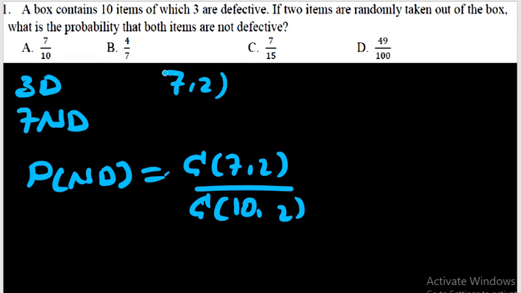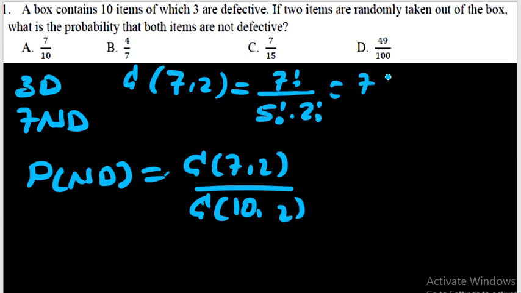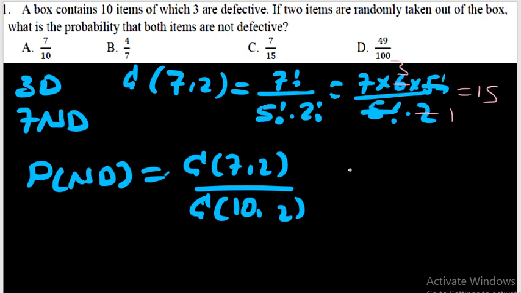7 combination 2 is the same as 7 factorial over 7 minus 2, which is 5 factorial, times 2 factorial, which is 7 times 6 times 5 factorial over 5 factorial times 2. You can cancel 5 factorial here, and by 2, 1, this by 2, 3, and 3 times 7 will be 21.